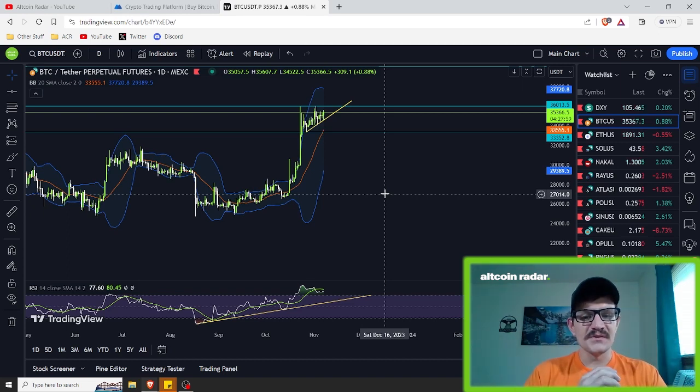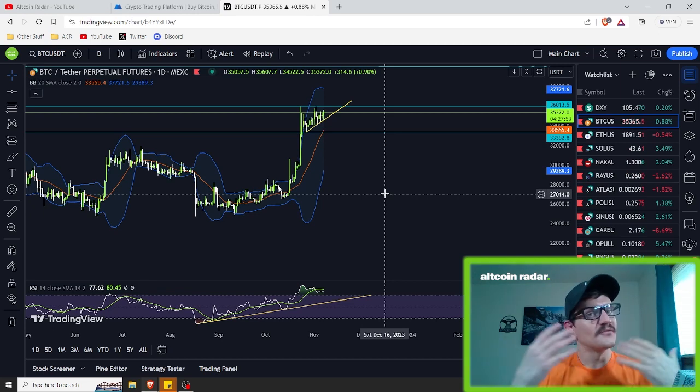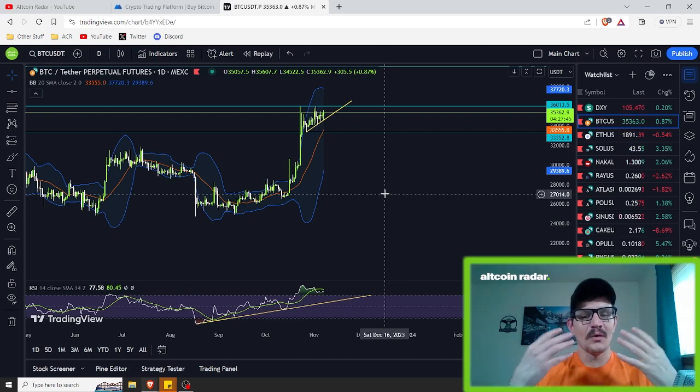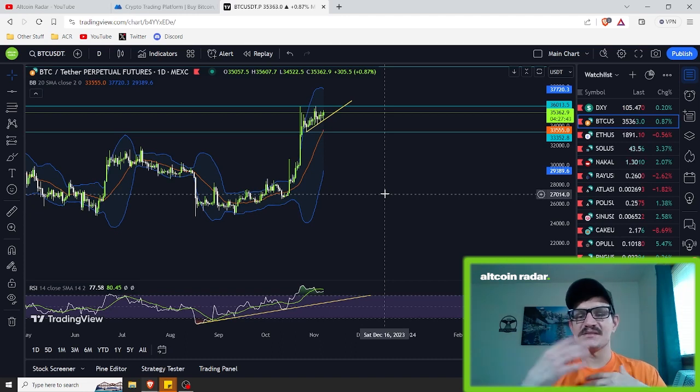Traders can often use Bollinger Bands in conjunction with other indicators to identify potential entry and exit points. For example, a trader might look for a price bounce off of the lower band as a good buying opportunity, or a touch of the upper band as a signal to sell or go short, okay?